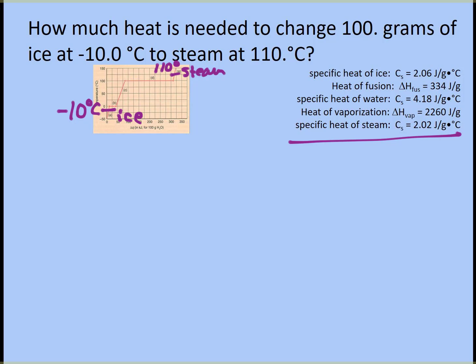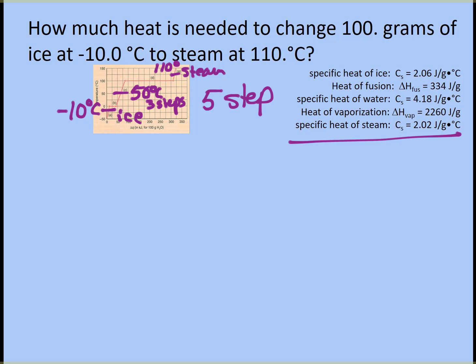So I'm going to go through all 5 areas of this heating curve. There are 5 steps to this problem. If we were just stopping at 50 degrees Celsius, that would be only 3 steps. Each portion of that heating curve has a different equation, and then I'm going to add up all 5 steps, all 5 equations, to get my final answer.